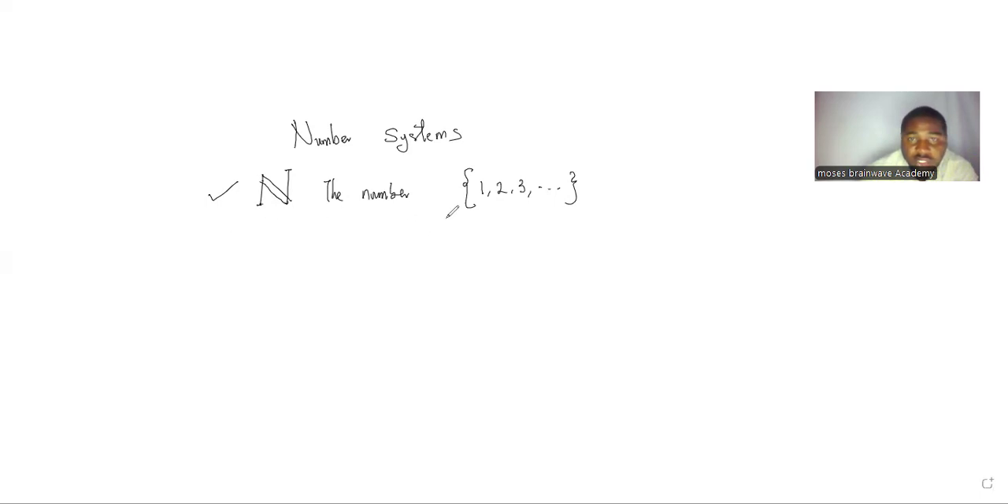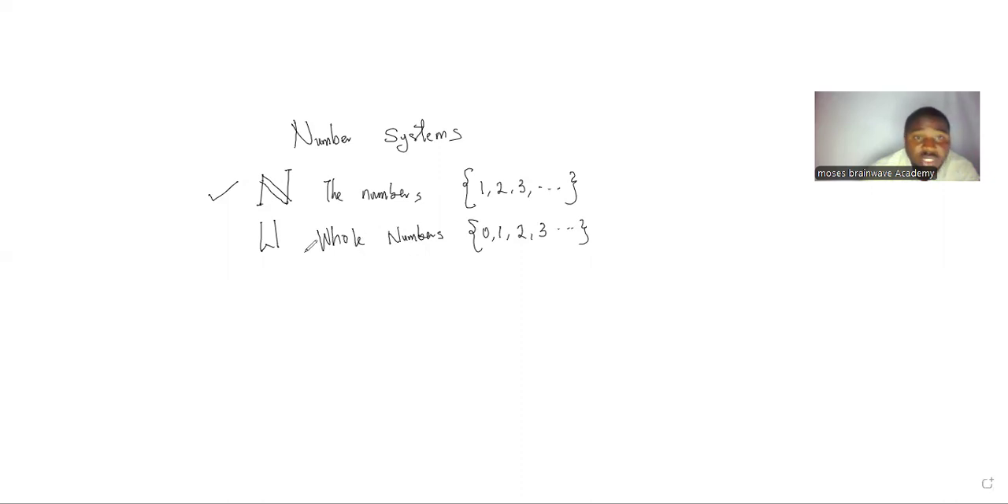Now, if you include 0 in this set, you will get the set of whole numbers. Whole numbers are the set of natural numbers with 0 included. You get the difference? When 0 is included, it is now the set of whole numbers.